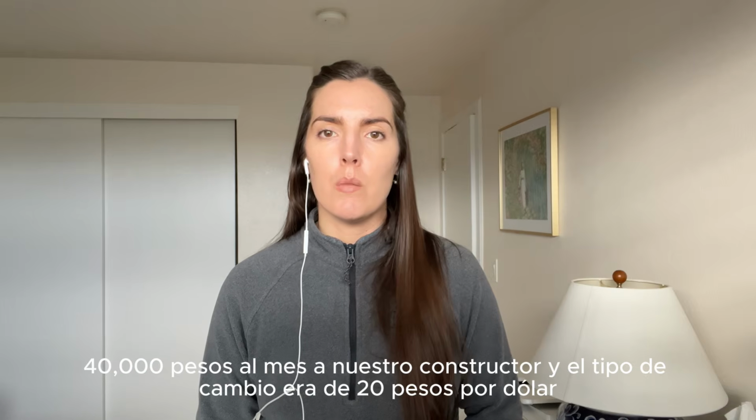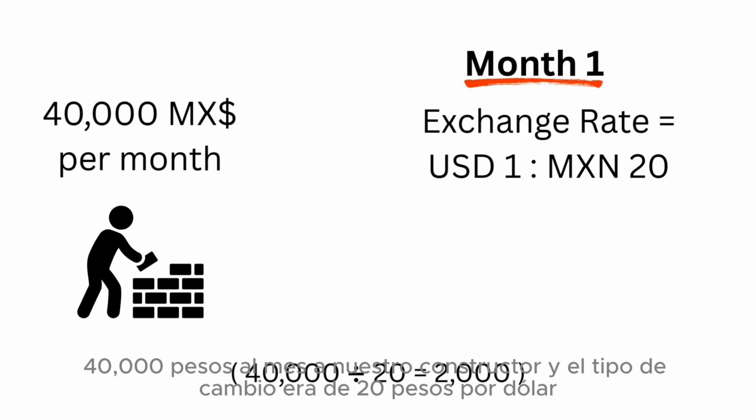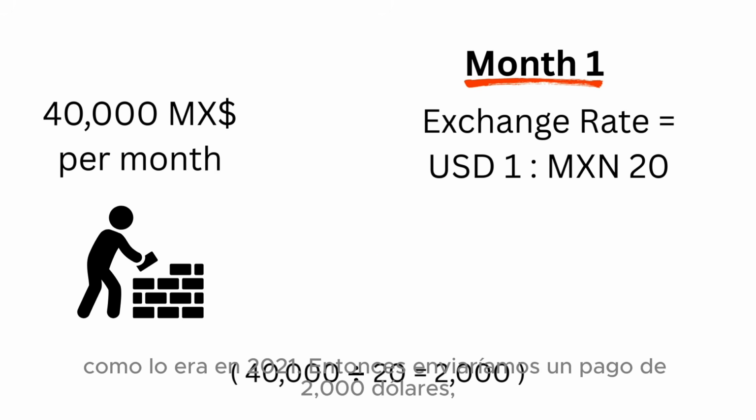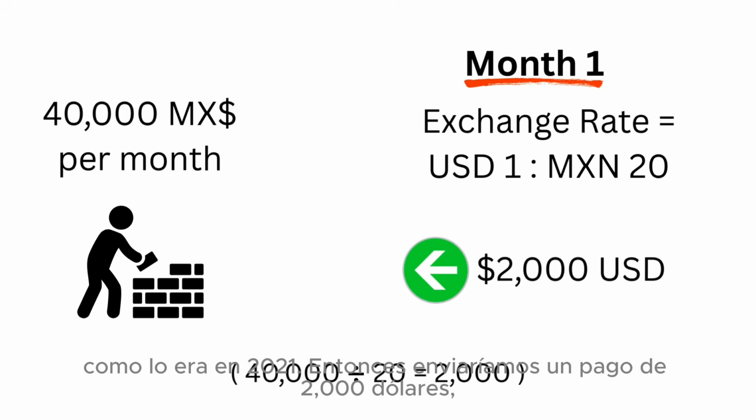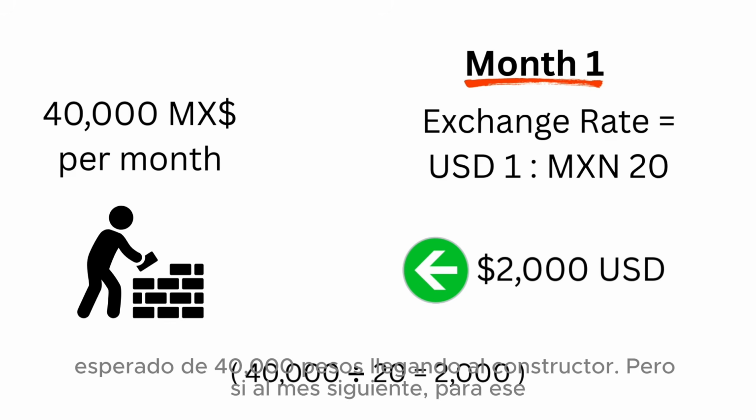And here's another example. Say we needed to pay 40,000 pesos a month to our builder and the exchange rate was 20 pesos to the US dollar, like it was in 2021. Then we would send a payment of $2,000, not including transfer fees, for that first month, which would equal the expected payment of 40,000 pesos getting to the builder.